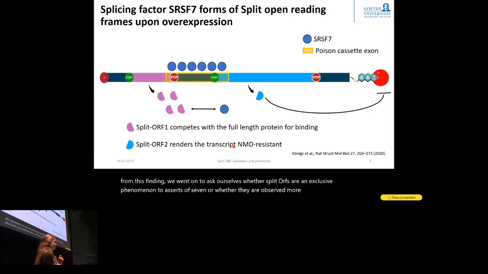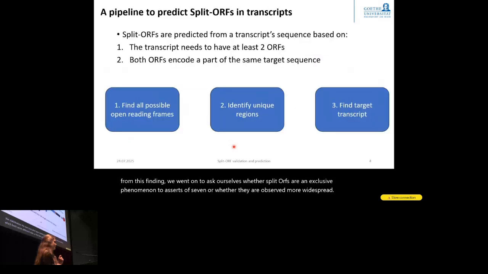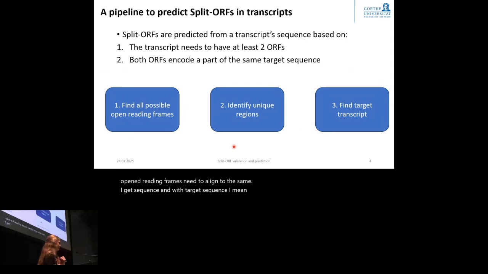And in order to answer this question, we developed the split ORFs pipeline. And the idea of the split ORFs pipeline is that it predicts whether a transcript could potentially form a split open reading frame based on the transcript sequence. And this is due to two criteria. First of all, the transcript needs to have at least two open reading frames. And second of all, both of these open reading frames need to align to the same target sequence. And with target sequence, I mean the full-length open reading frame that is split into pieces.